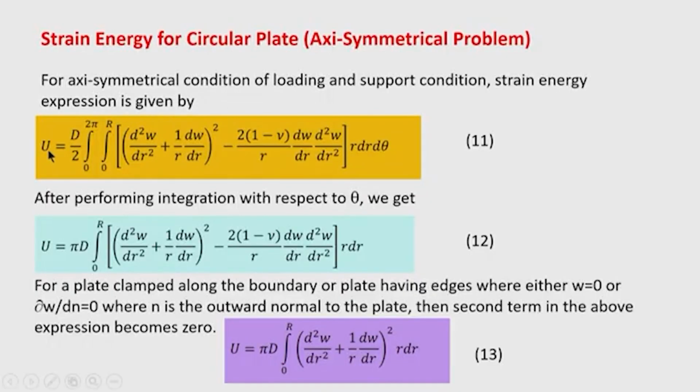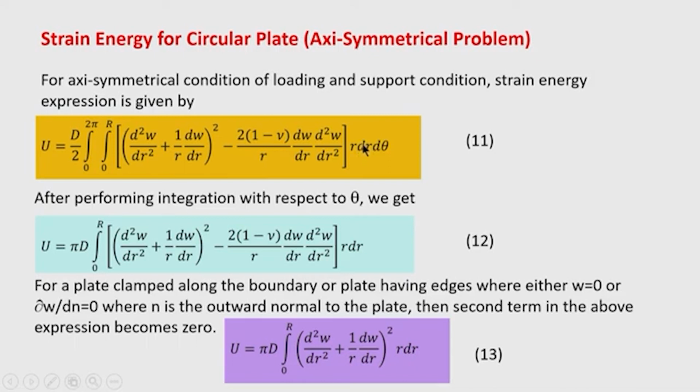after writing the strain energy expression for the element and then integrating over the domain. The strain energy expression becomes U equal to D by 2, integration 0 to 2 pi, 0 to R. Then you can see this term, d square w by dr square plus 1 by r dw by dr, whole square, minus 2 into 1 minus mu divided by r dw by dr d square w dr square, into r dr d theta. Why r dr d theta?